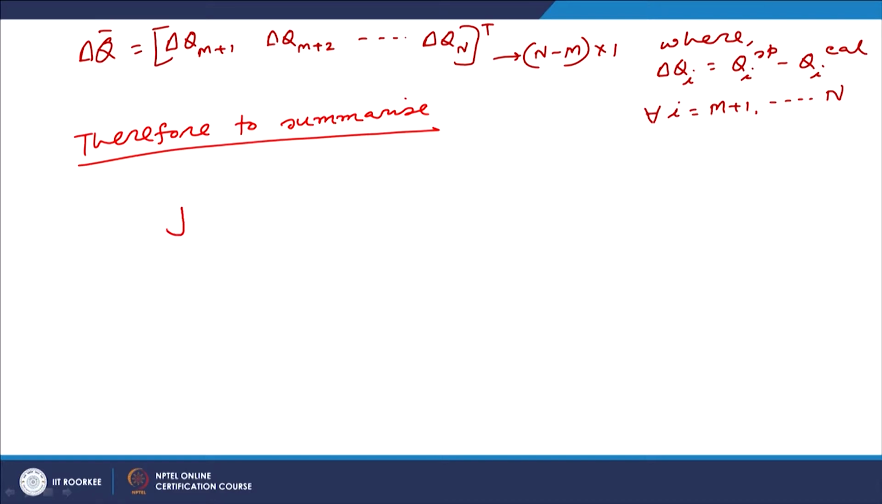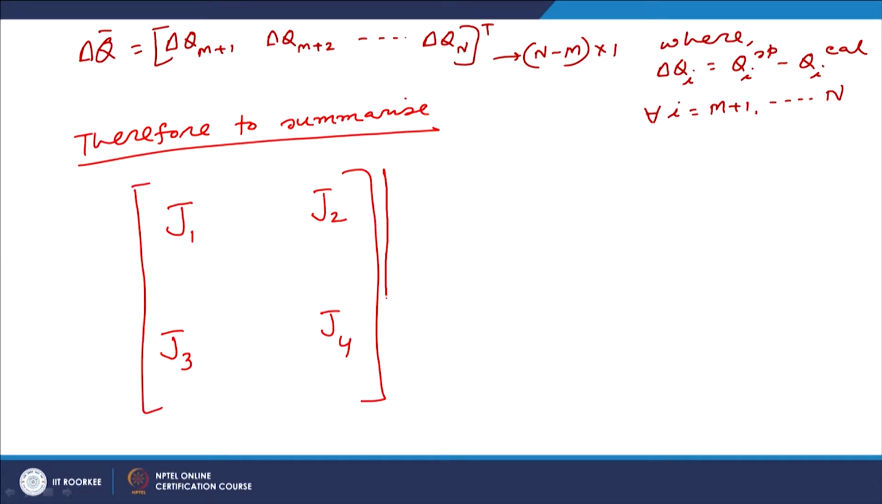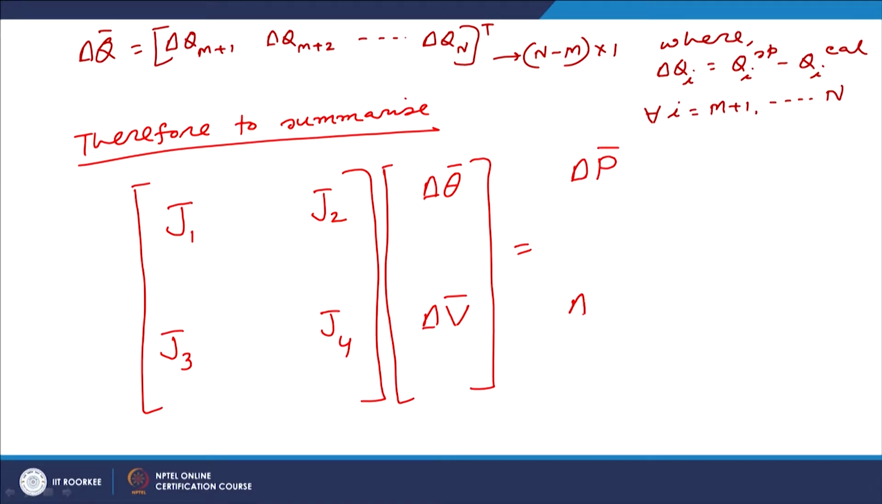What we have? We have got J1, J2, J3, J4. So, these are the 4 matrices or the sub matrices, into delta theta vector, delta v vector, that is equal to delta p vector and delta q vector. So, this we are again reproducing. Now, here we would be writing down their dimensions.